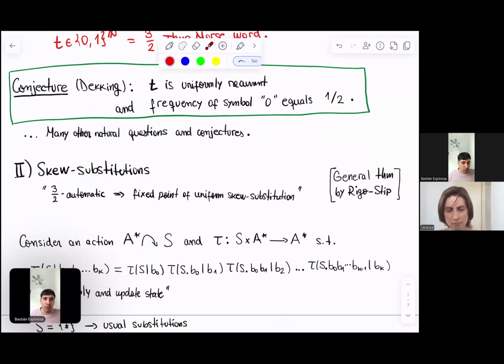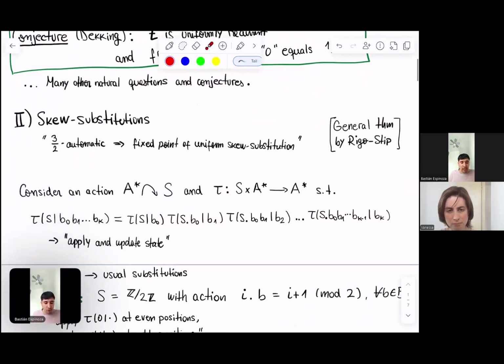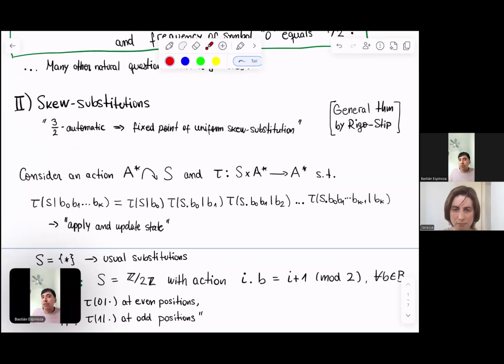Now, to define a skew substitution, we need first of all an action. We're going to start with an action of the monoid of words. So we fix an alphabet. We consider the monoid of words. This is a monoid, and it can act on a set that, in general, here we're going to consider a finite set. And then what we do is to consider a map of this type. It takes an element of our set S, which we're going to consider to be a set of states, and then a word. And the output is another word. And we call this a skew substitution with respect to the action that we have just considered if it satisfies this equation.